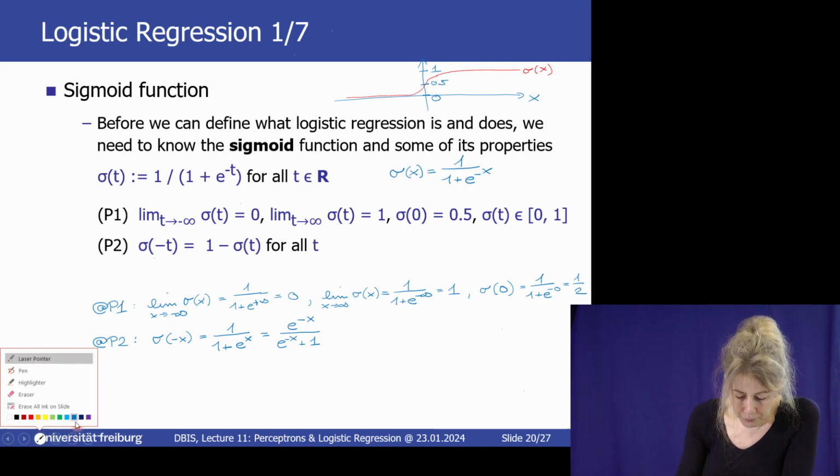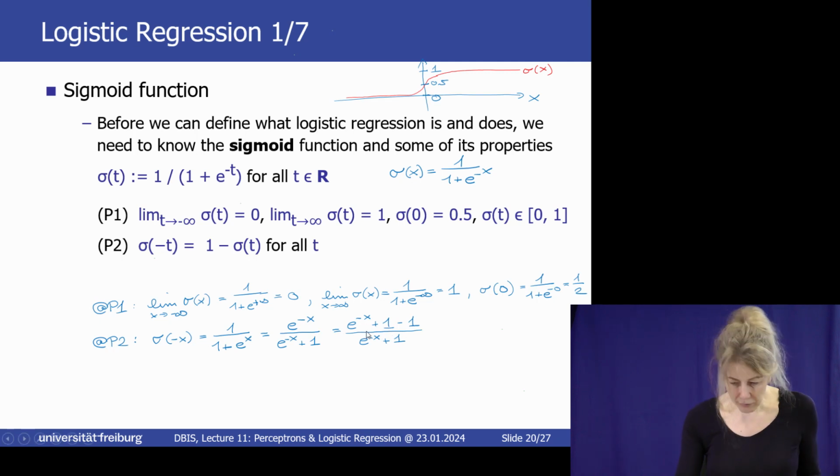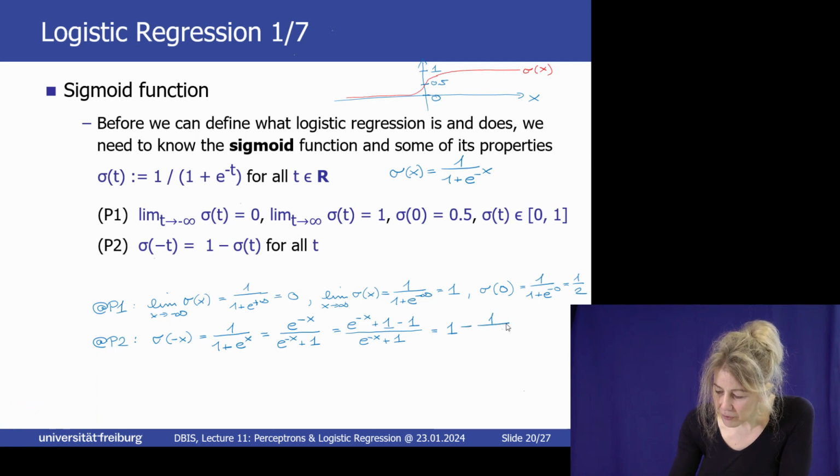And now let me write this as, let me just add plus 1 and minus 1 here. Why not? E to the minus x plus 1. And now I have this part. I can now just write it as 2 fractions. This one here is 1. And the rest is, so that's now just 1 minus, and the rest is 1 over e to the minus x plus 1, and that's just 1 minus sigma of x.